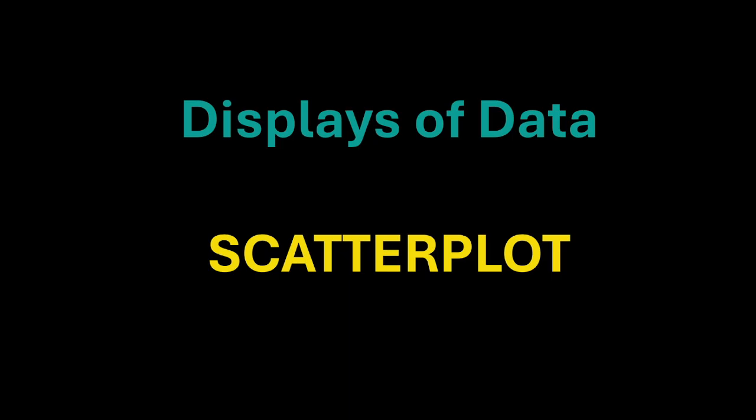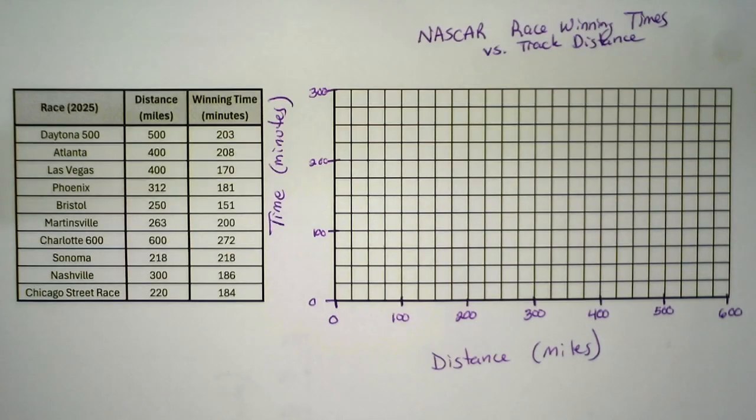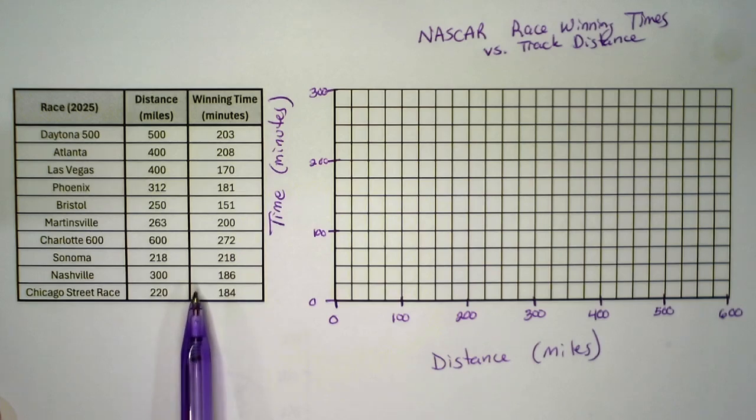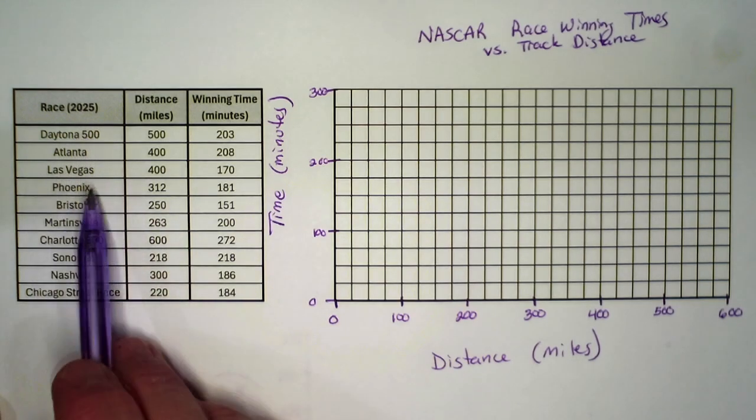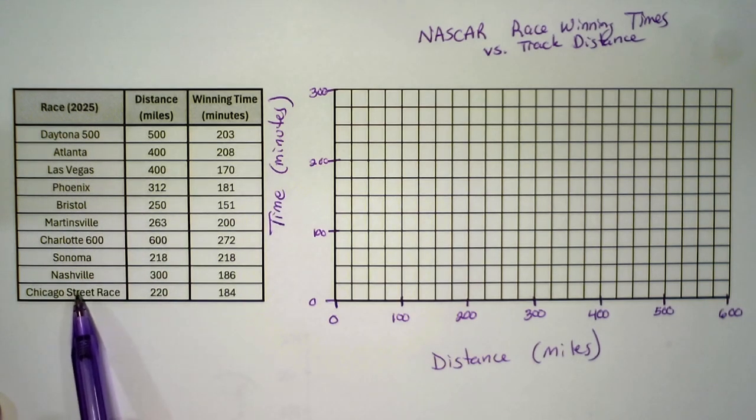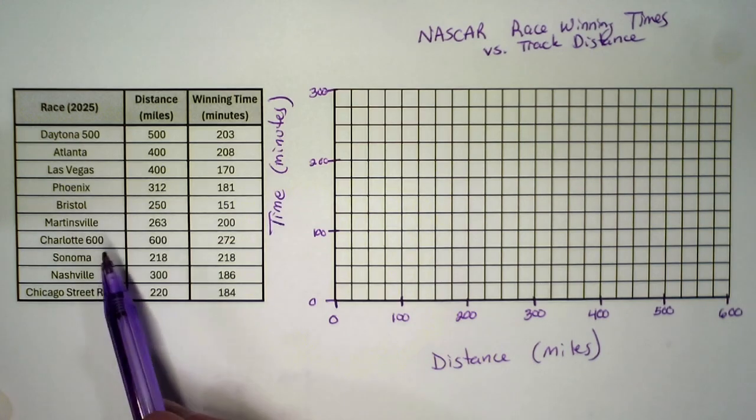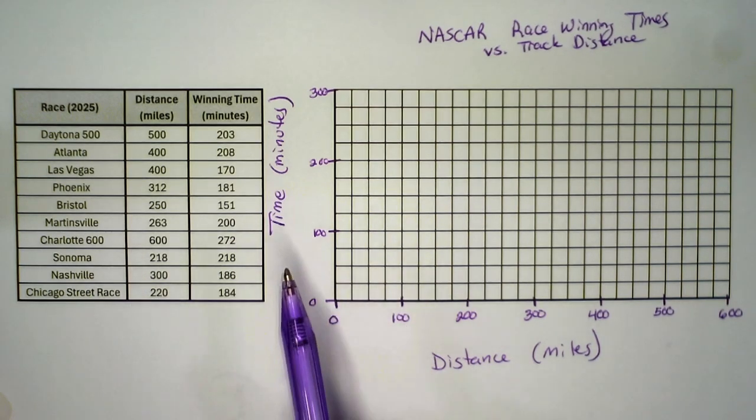And let's look now at the scatter plot. So the scatter plot, unlike the other graphs that we look at, compares two variables at one time. So in this case, what I have is a list of some of the NASCAR races from the previous year. Now, I'm not a big NASCAR fan, so forgive me if I don't know what I'm talking about.